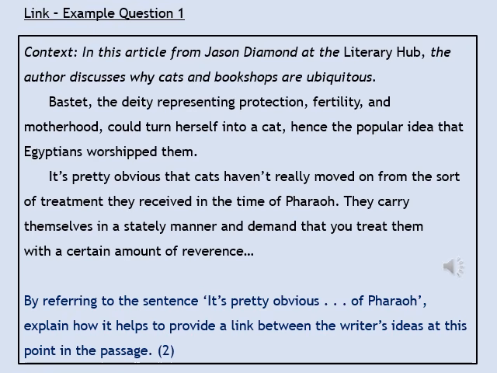Notice that the question points out the part of the passage in particular that we're to look at and explain how this part of the passage links to other parts. Here's the question. By referring to the sentence, "It's pretty obvious" of Pharaoh, explain how it helps to provide a link between the writer's ideas at this point in the passage. 2 marks.